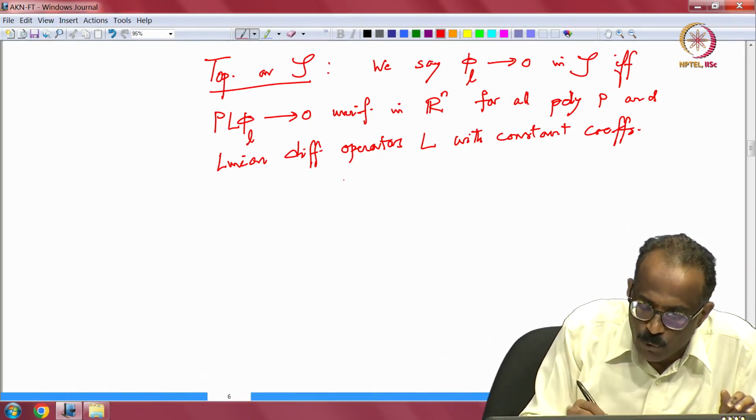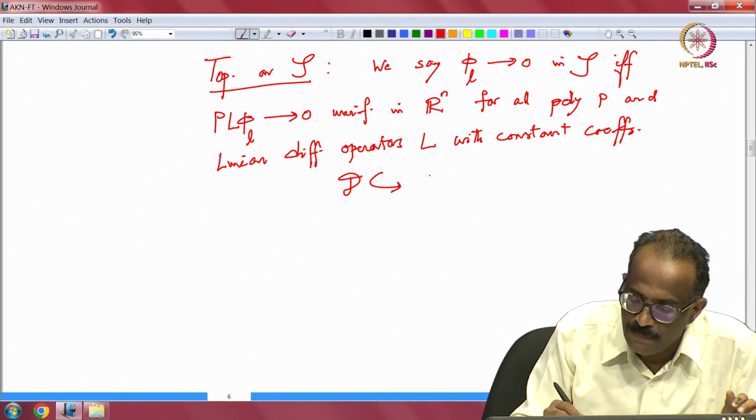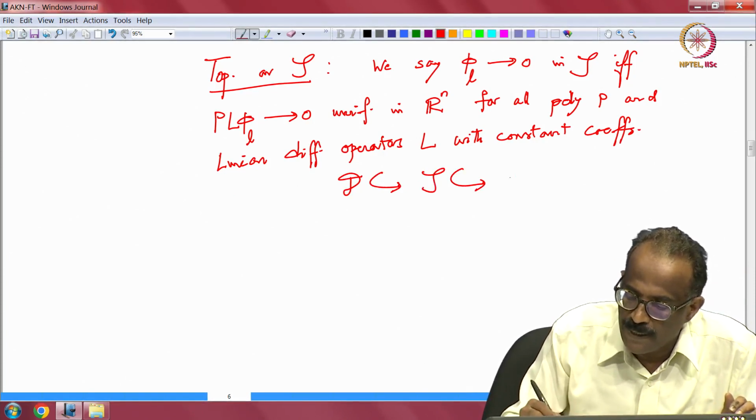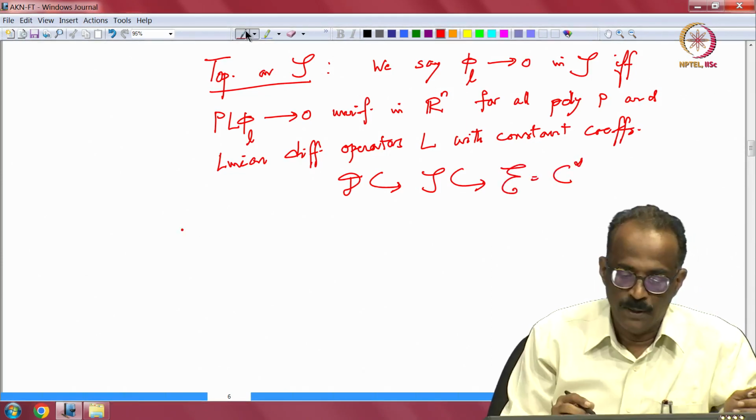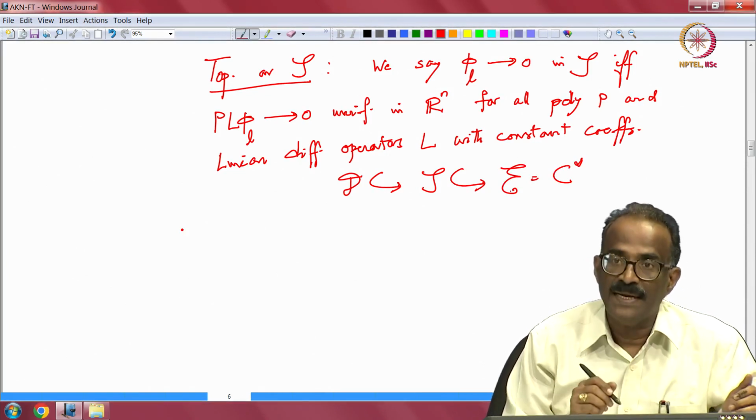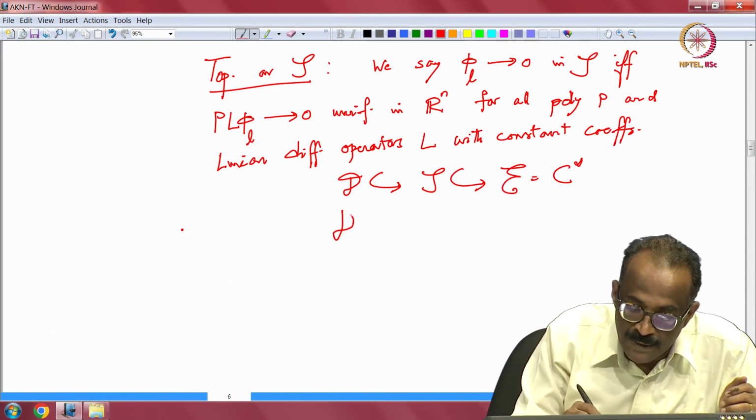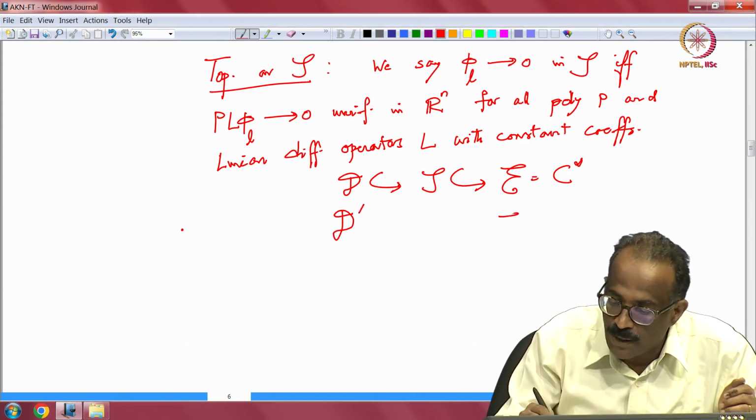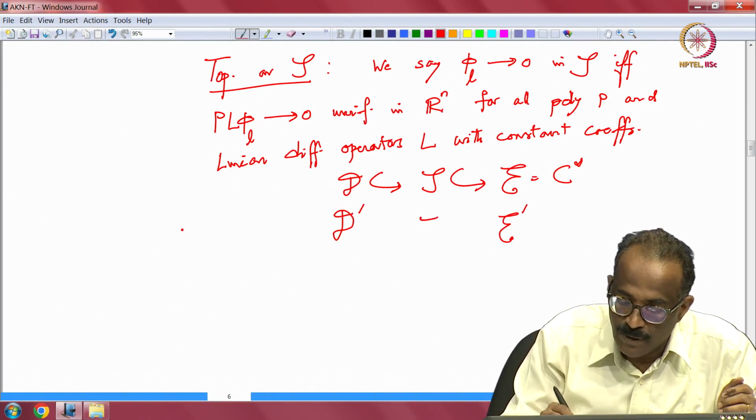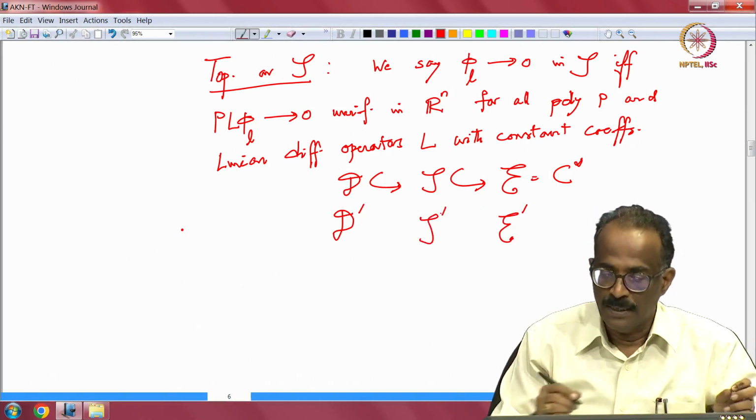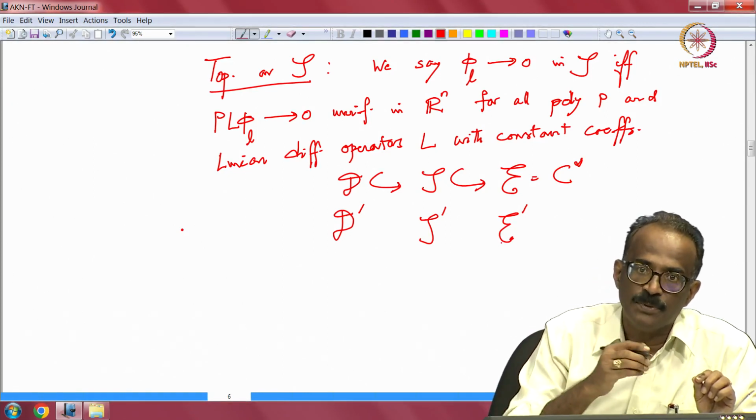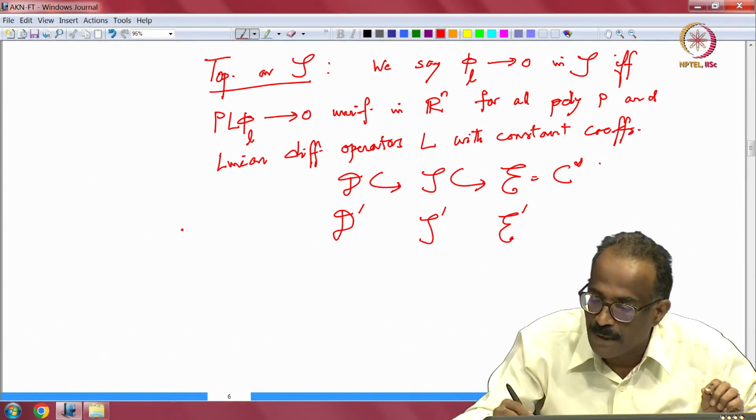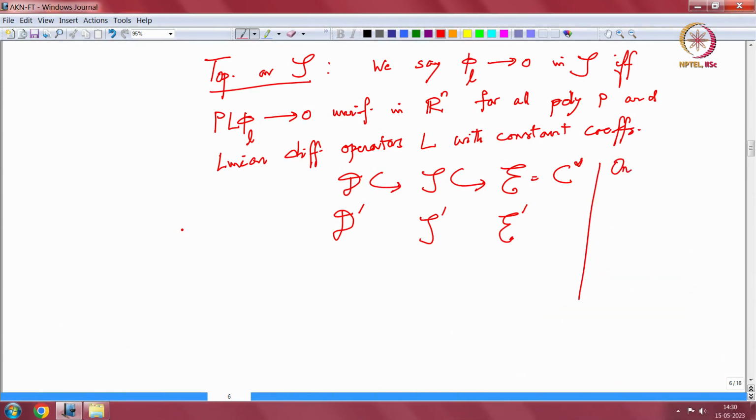With this you get the inclusion D contained in zeta and contained in E. E is nothing but your C infinity. So, you have D contained in zeta and contained in E. So, you can define dual spaces D prime, you can also define E prime, and you can also define zeta prime. E prime is already identified with distributions with compact support, that means any distribution can be extended to E.